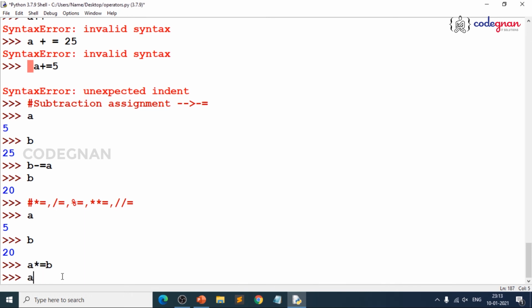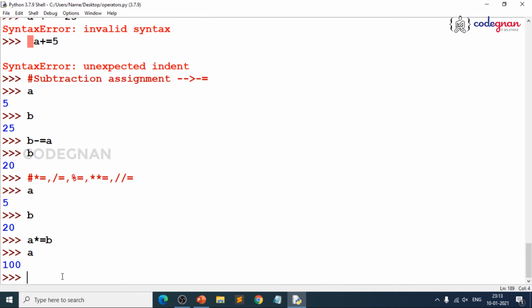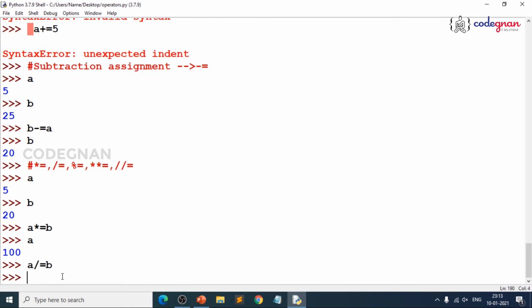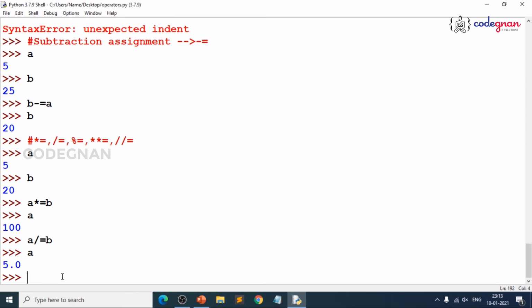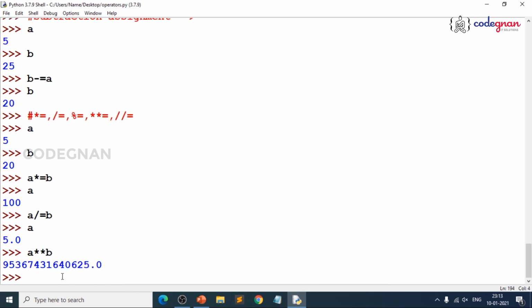Now, what is A value? A equal to A into B, 5 into 20, the answer is 100. It is simple. And same, A slash equal to B. So what is A? 100. What is B? 20. A is equal to 100 by 20. So you always get the result in float value. And in the same way, A double star equal to B. What do you get over there? Basically, what is A value? 5. So 5 power 20 I gave.